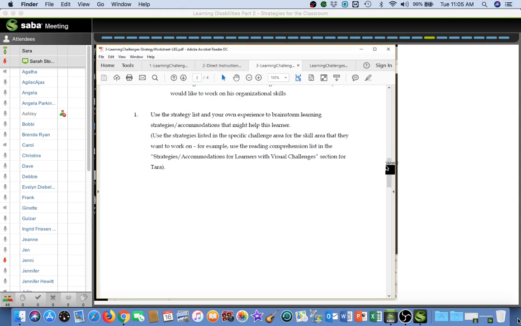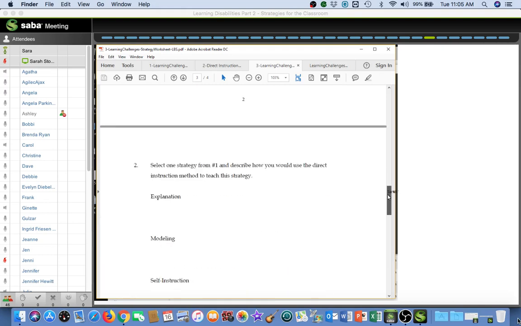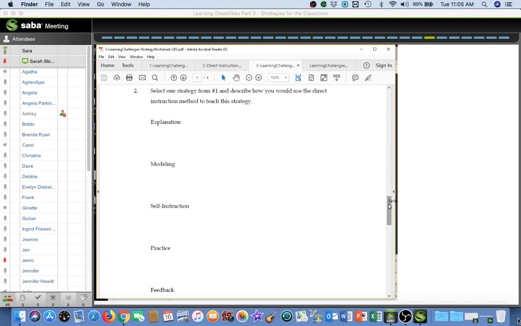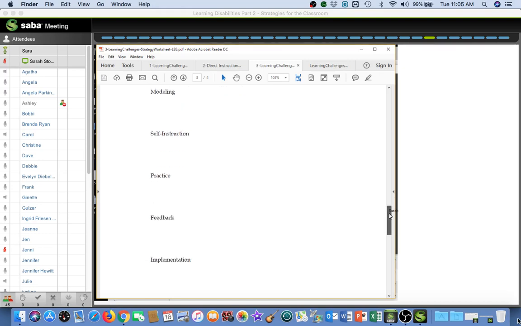Now the next page asks you to do some work with direct instruction. So you want to select one strategy from the bank of strategies that you've selected for that learner, and describe how you would use the different direct instruction methods to teach this strategy. It asks you to dissect how you would explain it. How would you model it? What would self-instruction look like? How would they practice it? How would they give you feedback? And how would you know that it's being implemented?